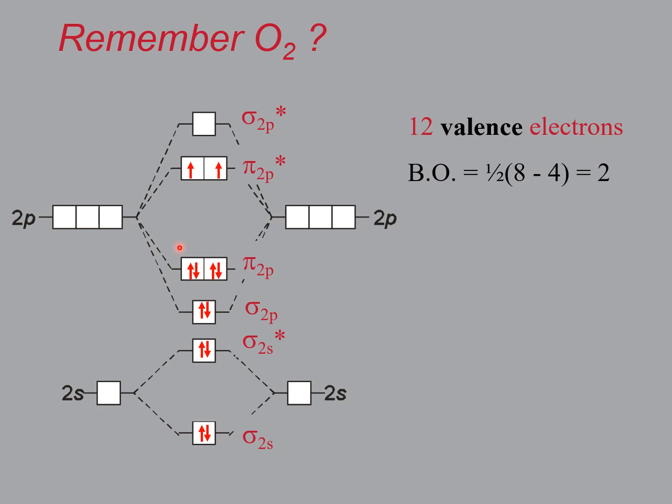Bond order. So we've got 8 bonding electrons: I'm sorry, 2 here, 4 here, 2 here, 2 here. 8 bonding electrons. We've got 1, 2, 3, 4 anti-bonding electrons for a bond order of 2. Now, this is consistent with Lewis VSEPR theory that O2 has a double bond.